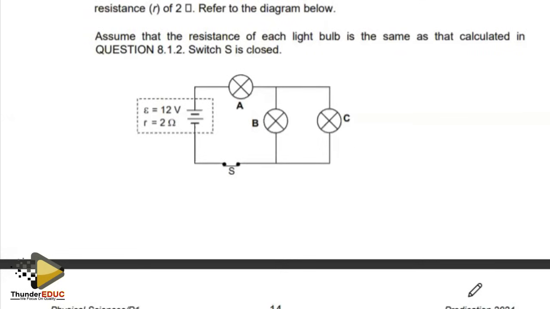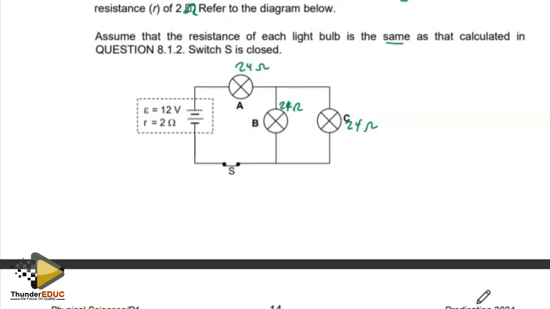Next, the light bulbs are connected in a circuit with a battery that is having EMF of 12 volts and an internal resistance of 2 ohms. I think this was meant to be that small e, and that is the ohm symbol. All right. This is how they are connected. Assume that the resistance of each light bulb is the same as calculated before. So this is a 24 ohm. This is also a 24 ohm. And then even this one is a 24 ohm.